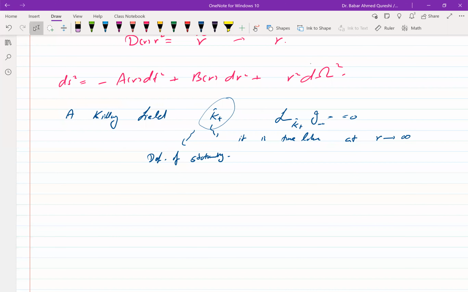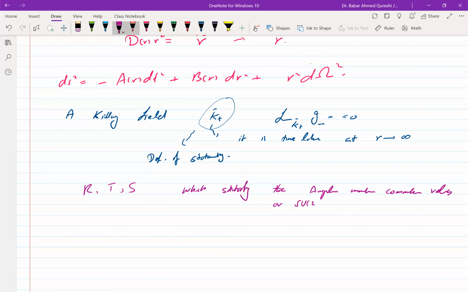Similarly, I made the spherical symmetry apparent in the coordinate system, but you can start by assuming that there is spherical symmetry by taking some Killing fields. Let's say for the spherical symmetry, you will have 3 Killing fields, all space-like, which satisfy the angular momentum commutation relations, or SU(2) commutation relations. When you have this, then that's the definition of spherical symmetry.